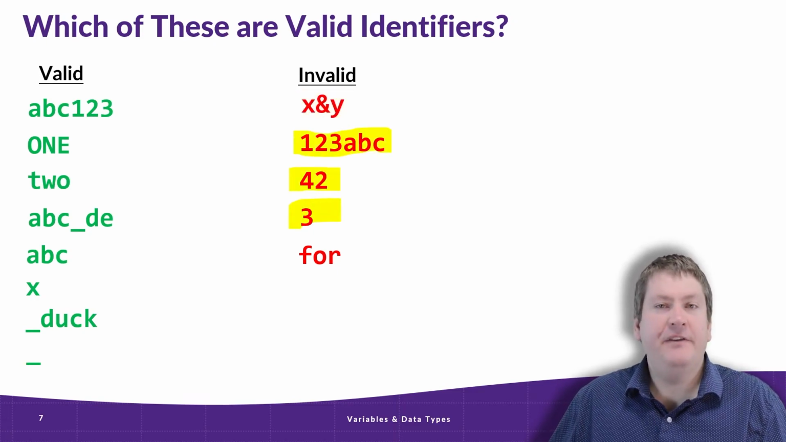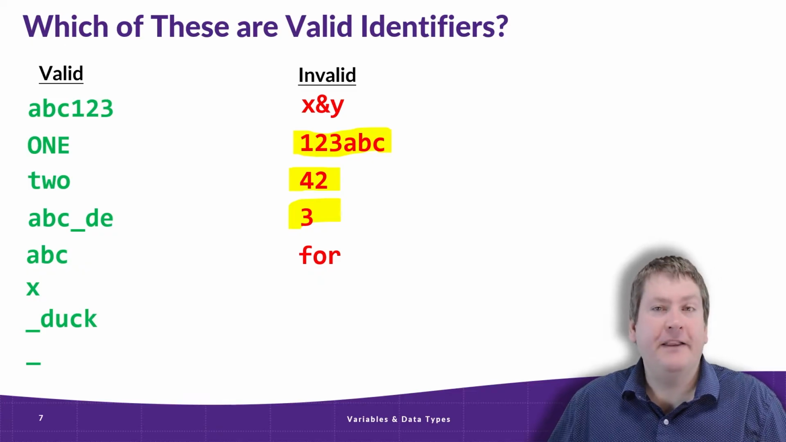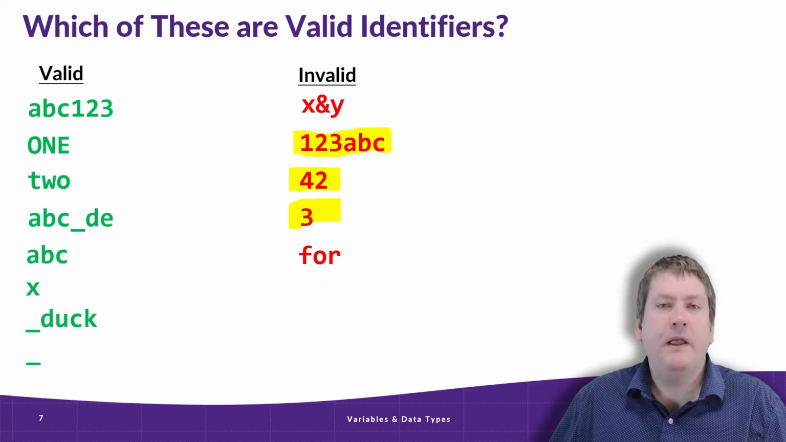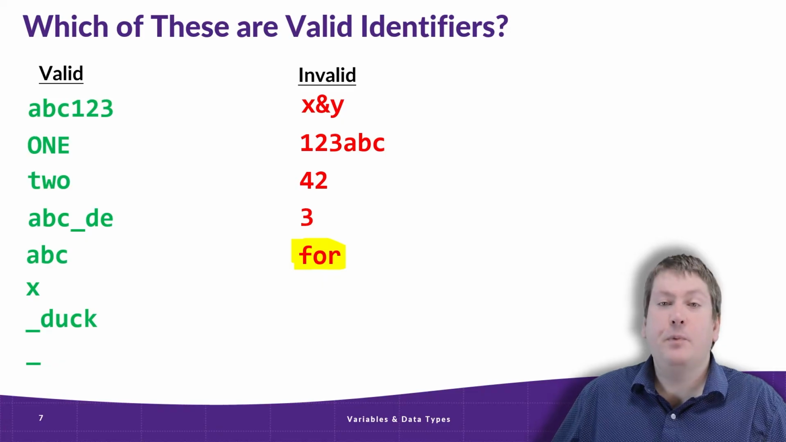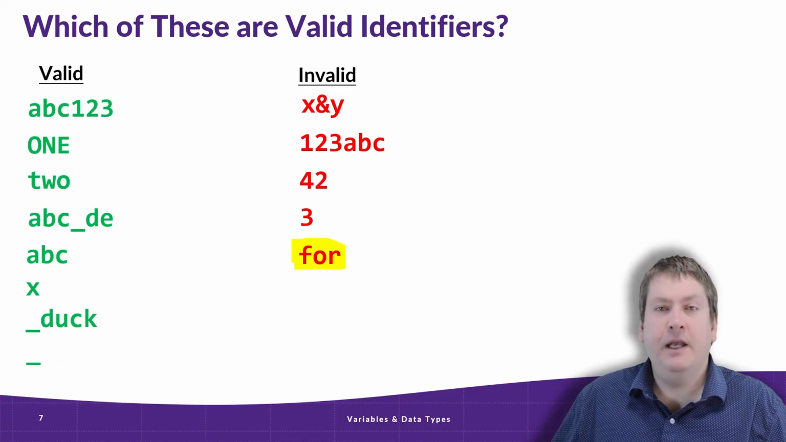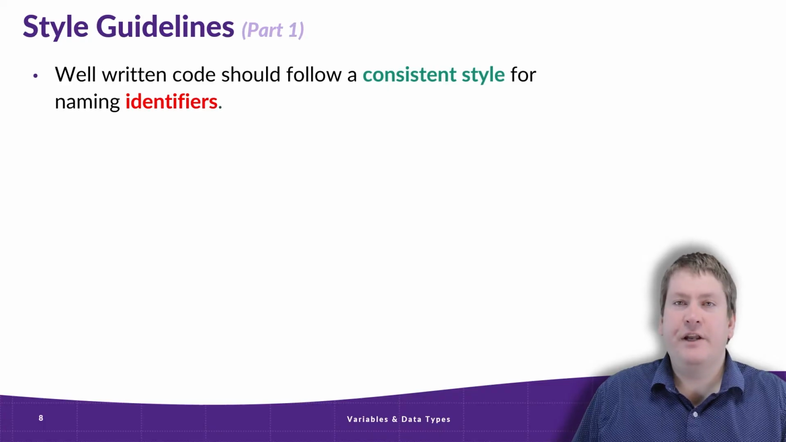These three identifiers that I just highlighted are all invalid as they start with a number. Recall that all identifiers must start with a letter or an underscore character. Lastly, for is not a valid identifier, as it's one of those keywords that's built into Python that we're not allowed to use. Another important consideration when naming variables is style.